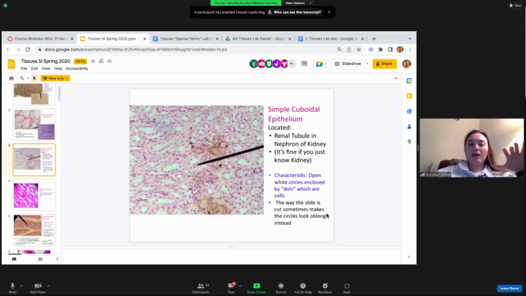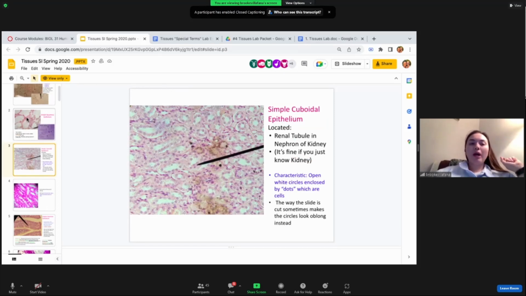And the way the slide is cut sometimes make the circles look like they are these weird long shapes, but they're still a circle. So it's still supposed to be just circles. It's just that sometimes it's cut at a weird angle. So these don't really accurately represent what the kidney tubules look like. The kidney tubules look like this. So what would you be identifying for this tissue? You would be identifying the name, simple cuboidal epithelium, and then the location, which is kidney. Does that make sense? Name and location. That's what you would be identifying for this tissue on the exam.